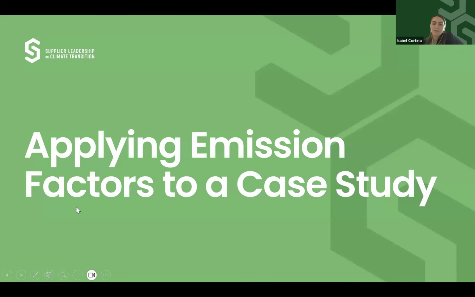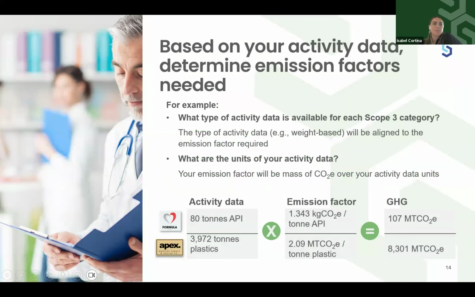Let's now talk about how to apply emission factors and use Formula Pharma and Apex as our examples. So let's start by taking a look at the steps you need to take to define and determine the emission factors that you need. Before you jump into collecting emission factors, it's important to review the activity data that you have. And that really means that the type and unit of your activity data will determine what emission factors and conversions you may need to do before being able to calculate and finalize your emissions.